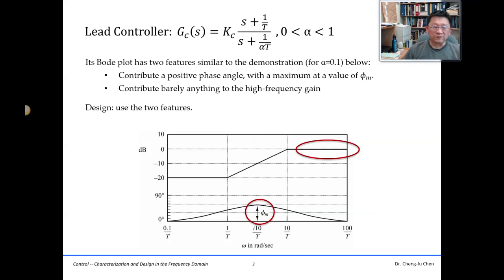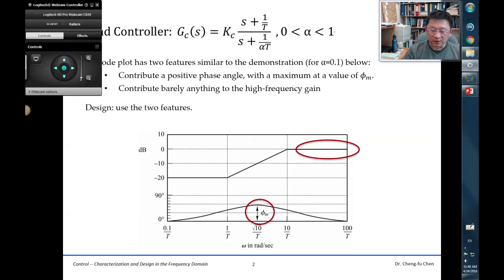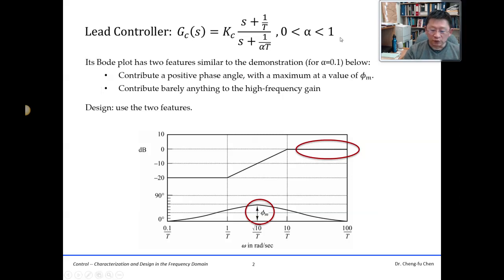You have seen the lead controllers in the root loci. So basically, the lead controller has these features. It has a zero at minus 1 over T, and a pole, for example, for alpha equal to 0.5, at minus 2 over T. So those are the features of the lead controller design.